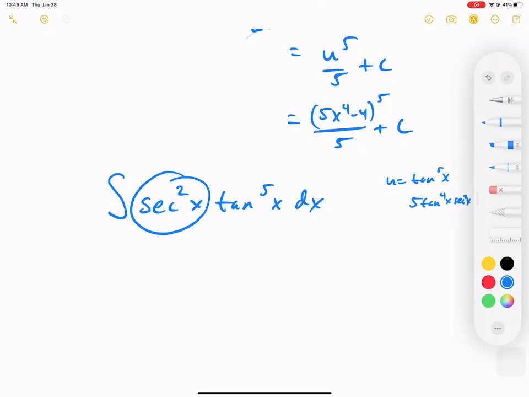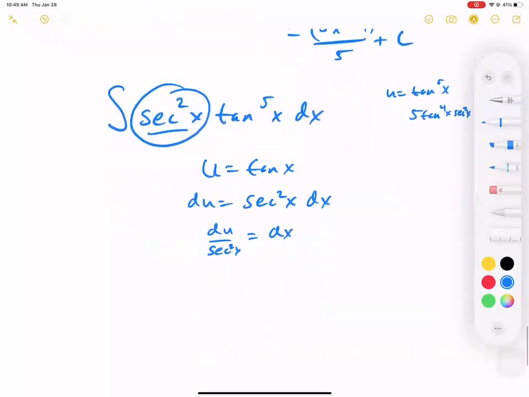Maybe try, hey, what derivative of what would give you secant squared? So tan to the third power? Not even tan to the third. It's actually just tangent. Because what's the derivative of tangent? You guys remember this? Secant squared, right? And it turns out it was just tangent.